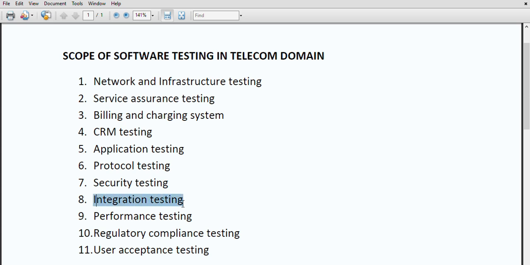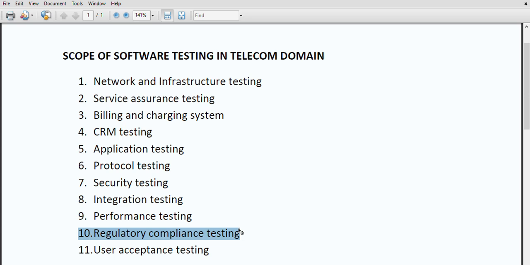Then what happens under integration testing? Integration testing verifies that different software components and systems, for example the network management system and the customer care system, work together as intended. Then in performance testing, it assesses the system performance under various conditions. It includes load testing, stress testing, and scalability testing, to ensure it can handle a high volume of data and users. Then the next type is regulatory compliance testing.